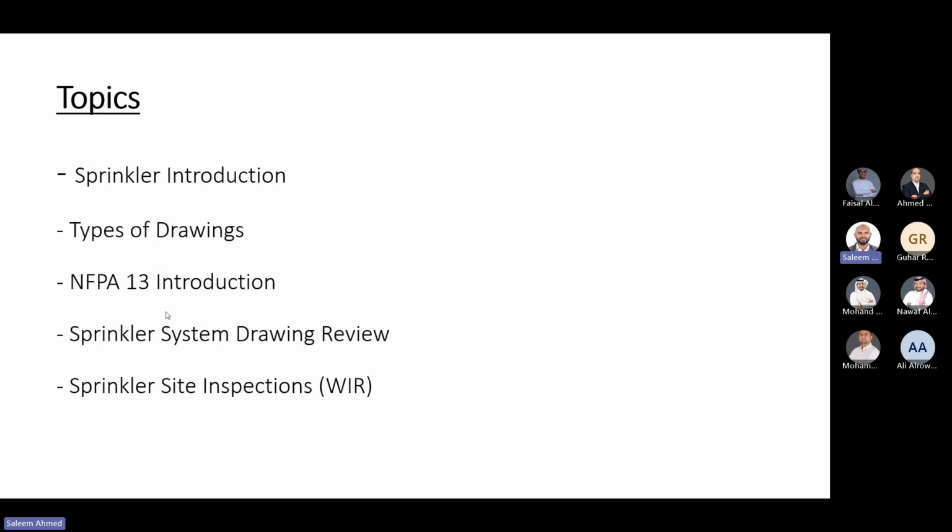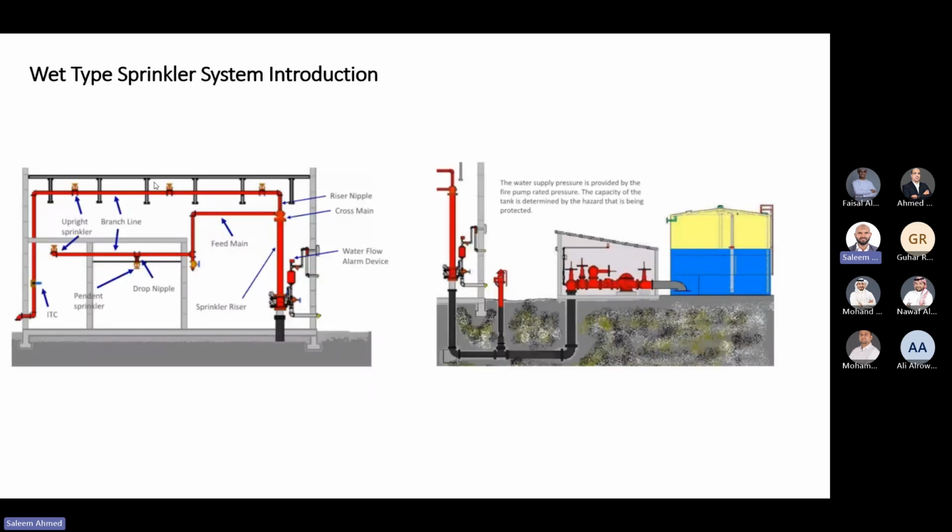So for the sprinkler system, this is how we put it in perspective: how we are helping our clients get their job done, and how we are ensuring the safety of the occupants. This is just an overview, just an idea behind it. First, the introduction to the sprinkler system. There are different types of sprinkler systems: dry type, wet type, pre-action, and deluge systems. The first one we are going to see is the wet type sprinkler system.